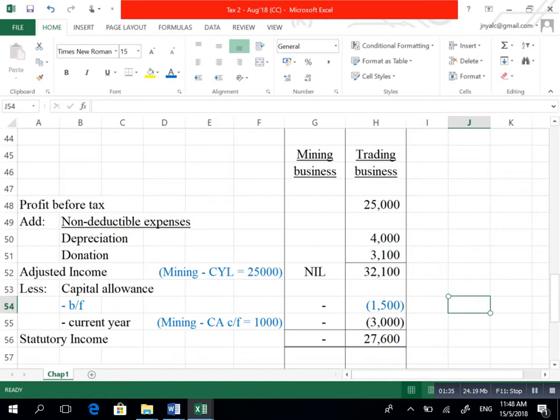Combining business do the same, you suffer a loss. And capital allowance, don't forget you should have a brought forward amount, 1,500 for the trading business. And current year amount will be 3,000. And for mining business, you cannot deduct anything because no income. Okay? Double check up to here.